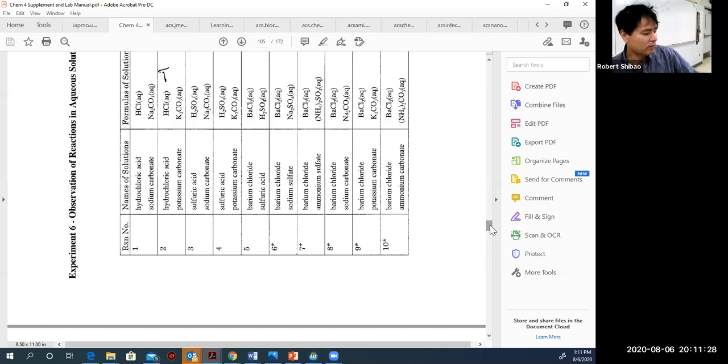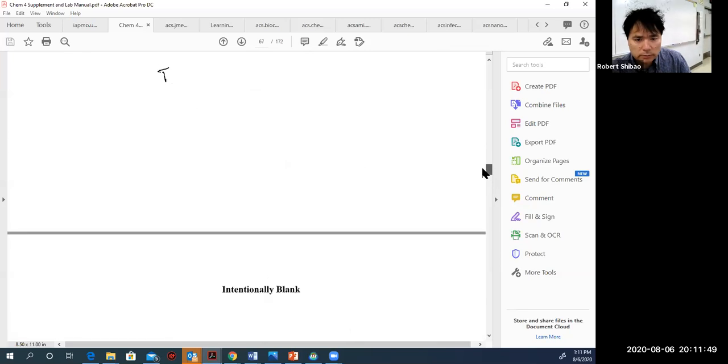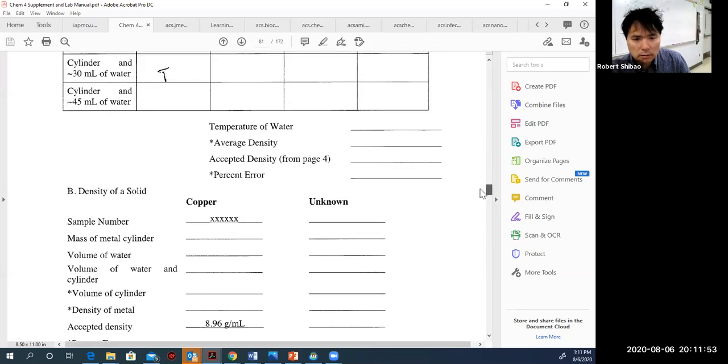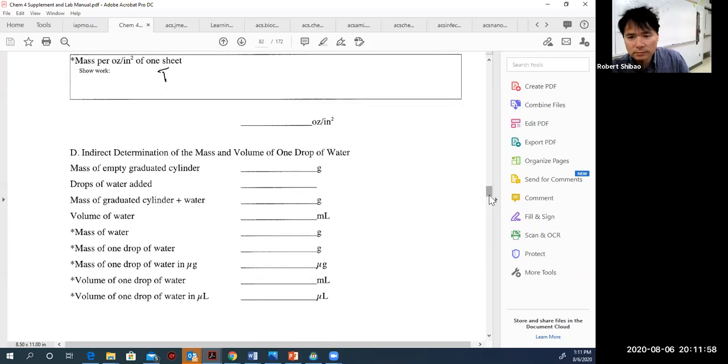Again, this is why you want to have all the calculations in your notebook, so you have a record of it. A lot of Chem 4 students don't do it. They do all the calculations on the report sheet. Then you have one source for it. All right, the numbers are different here. So let's go back to experiment three.